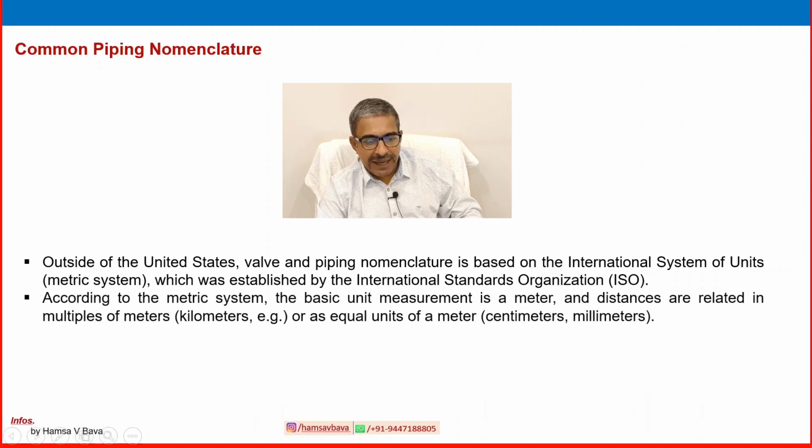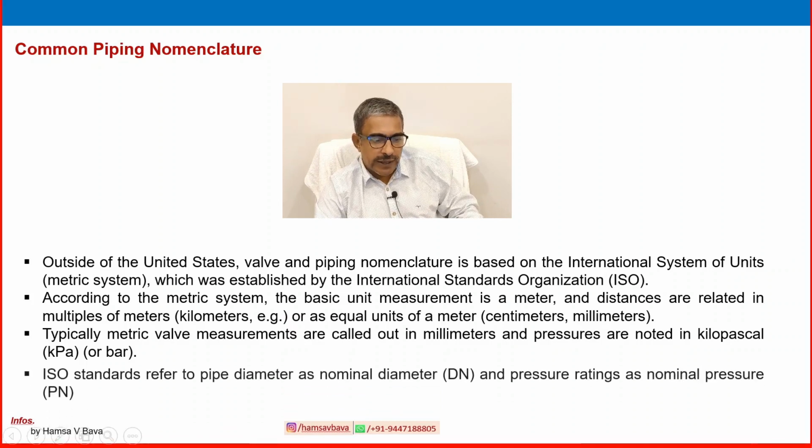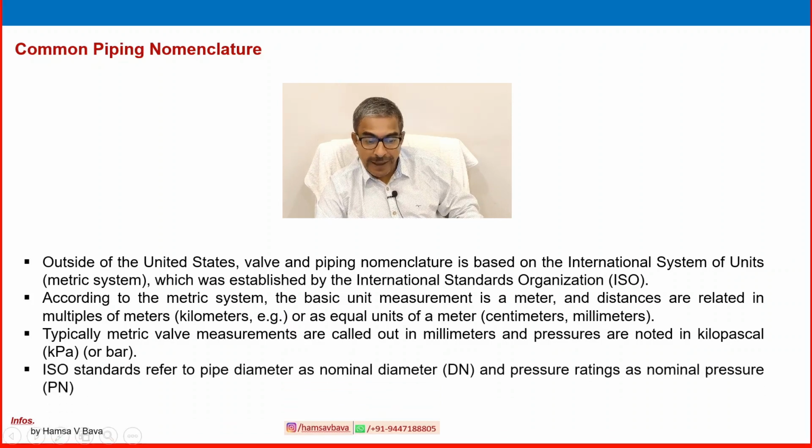According to the metric system, the basic unit of measurement is a meter, and distances are related to kilometers and equal to a meter, millimeter, centimeter. Typical metric measurements are called in millimeters, and pressures are noted in kilopascal or bar. So this is the difference: in the American system it is PSI, and here it is bar or kilopascal. That is the difference. In such a way piping nomenclature is included. ISO standards refer to pipe diameter as nominal diameter and pressure rating as nominal pressure.